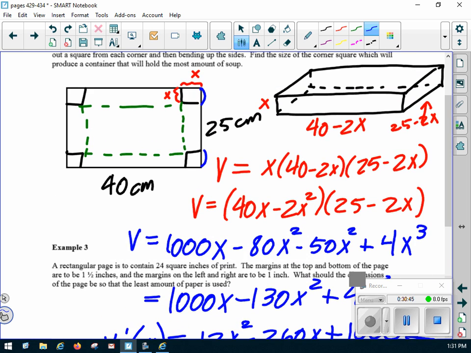Yeah, I wouldn't call it extraneous. It wasn't even in the domain to begin with. Because if you think about your domain, really, what's the biggest x, the biggest length you could cut out of this side? 12.5. If you cut out 12 and a half, you don't even have a box, right? So your domain here would be that, right? So 16 is not even in that domain.